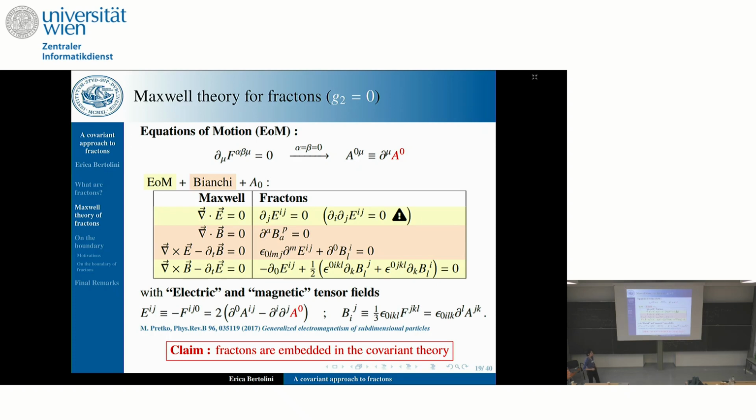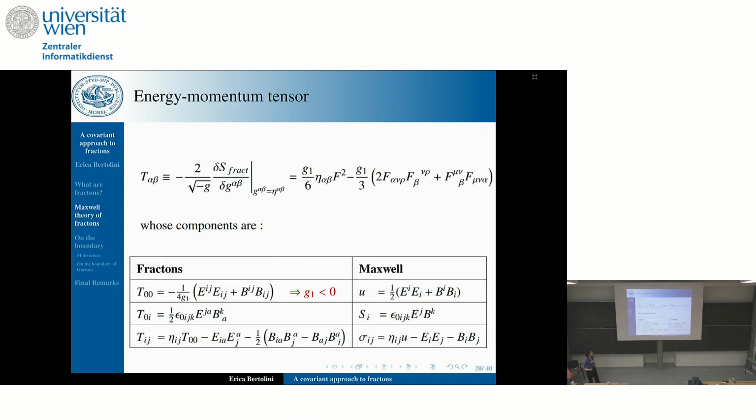And one can further analyze the theory by looking at the energy momentum tensor, which looks like a higher rank generalization of the Maxwell one. One also identifies the energy density, which is exactly like E squared plus B squared, which makes us constrain the sign of the G1 parameter.